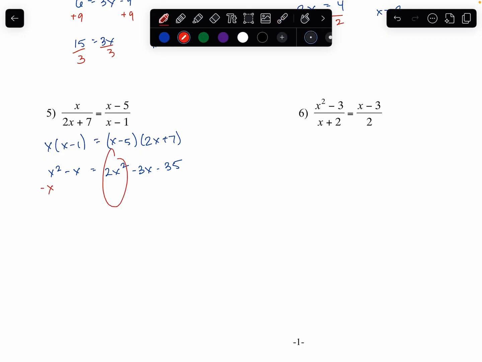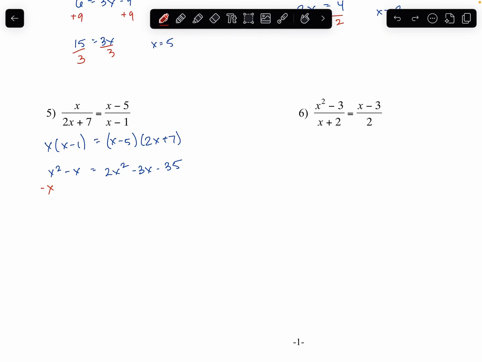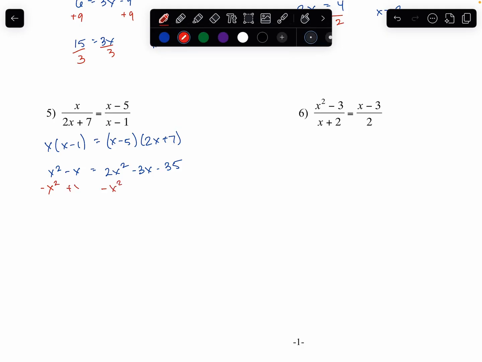Since I have more x squared over here, I'm going to subtract x squared, and I'm going to add x over here. So I'll get 0 equals x squared minus 2x minus 35.